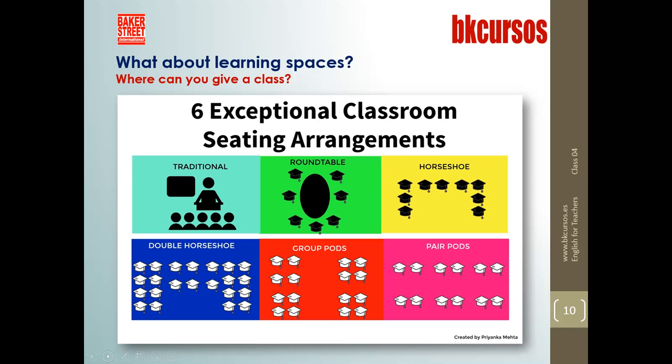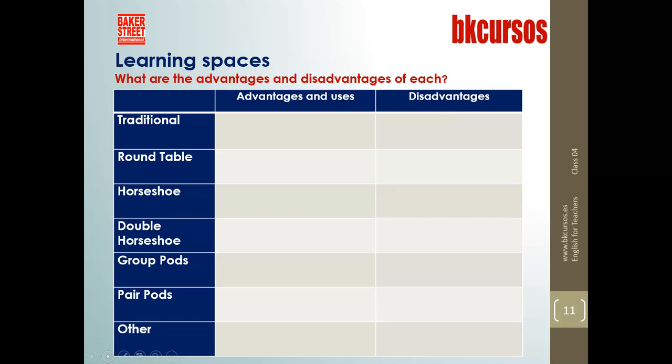Which one do you prefer? Think. Take 5 minutes, or however long you need, and make a list of some of the advantages and uses and some of the disadvantages. I say uses because some seating arrangements might actually be better for different age groups or for different subjects. Stop now, take 5 minutes, take some notes.